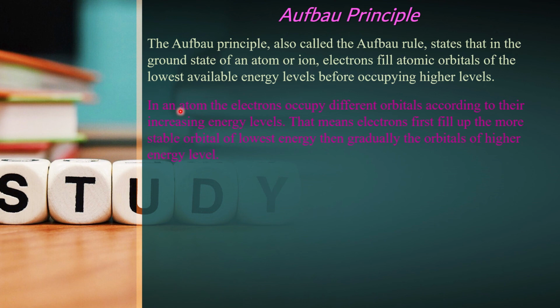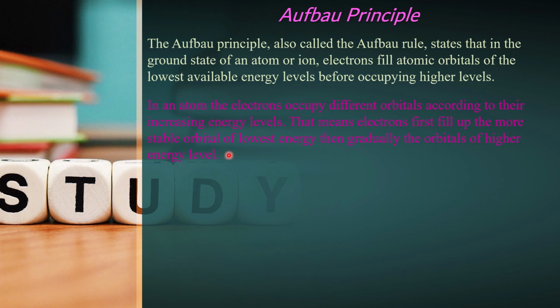That means, according to the Aufbau principle, in an atom the electrons occupy different orbitals according to their increasing energy levels. Electrons first fill up the more stable orbital of lowest energy, then gradually the orbitals of higher energy level. After fulfilling the lower energy level, they go to the higher energy level.